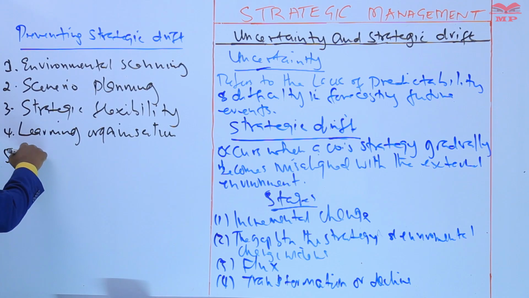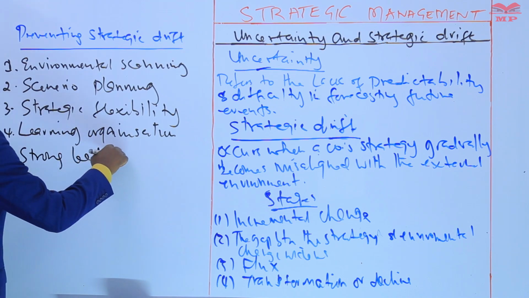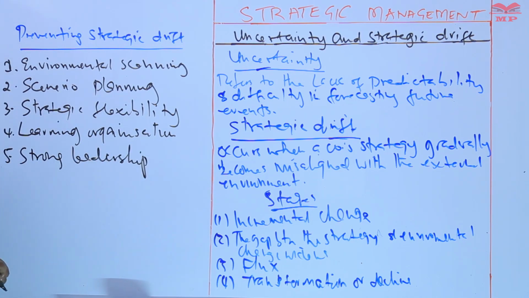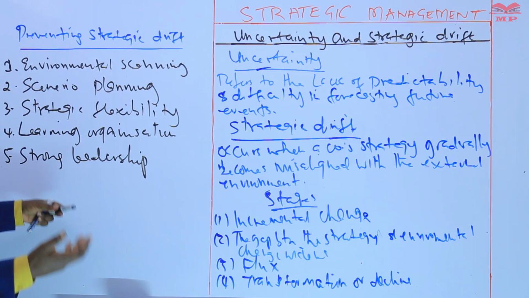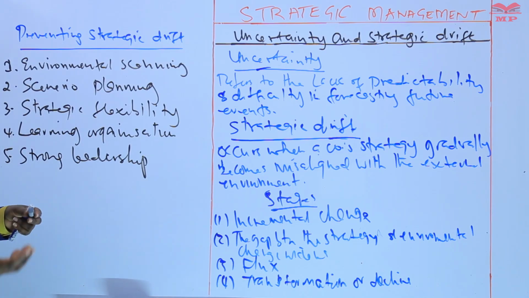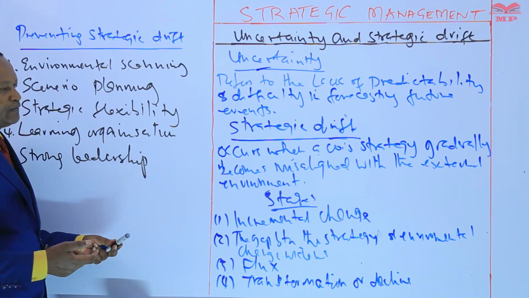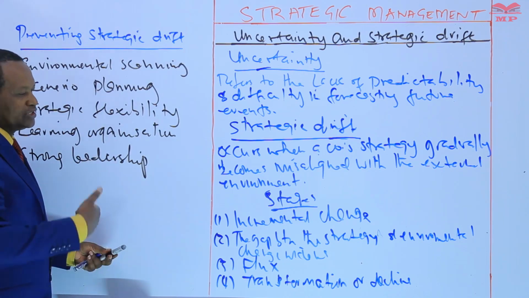Five, strong leadership is another way to prevent strategic drift. Leaders play a crucial role in recognizing the signs of strategic drift and initiating necessary changes. So make sure there is strong leadership, there are strong individuals in leadership positions, so that they can help in first of all recognizing the signs of strategic drift and then initiating the necessary changes to align with the changes in the environment.